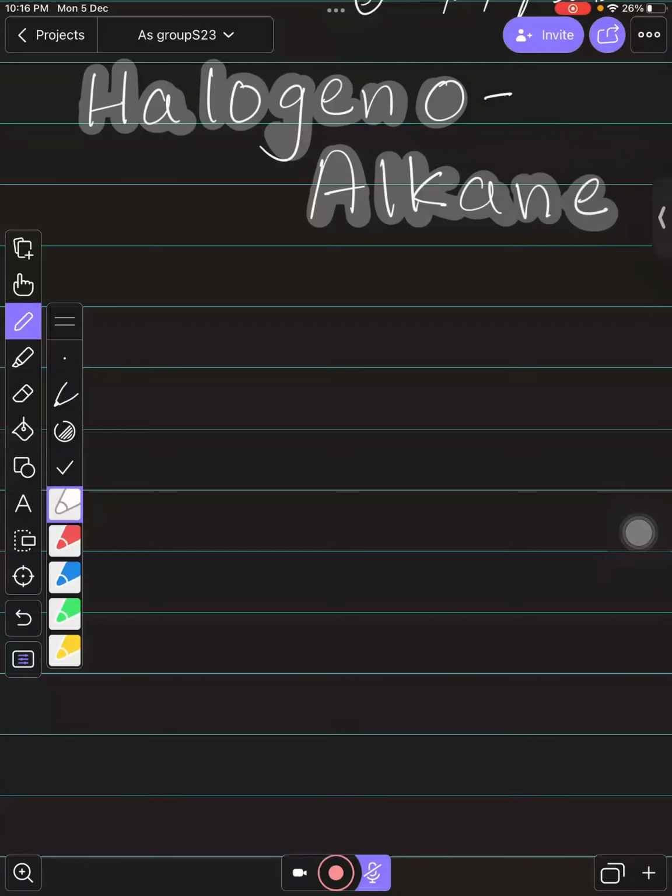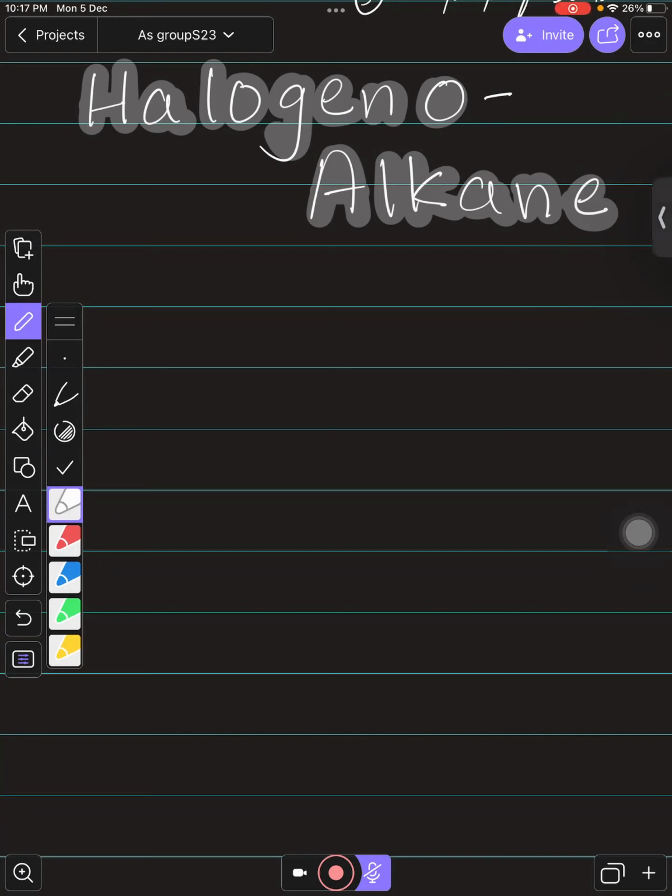Okay, so bacho, in the last class we were talking about alkanes and alkenes, that hydrocarbon chapter, right? We have finished that, and now we are moving towards the new one, which is halogenoalkanes. This is one of the new homologous series that we need to discuss now.